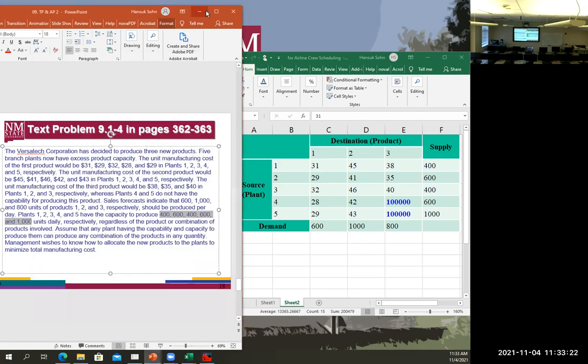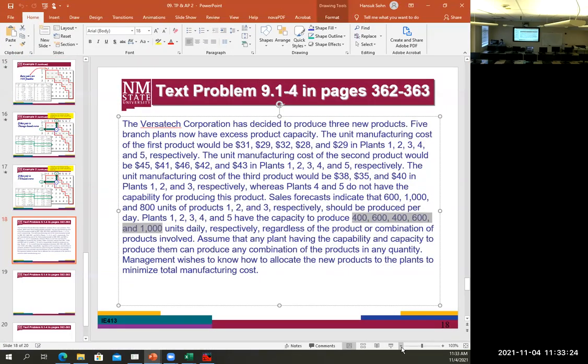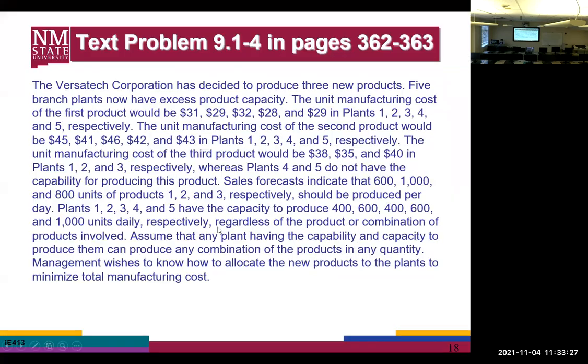Okay, so any questions for these two example problems? Okay, if you don't have any questions, then this is going to be all for today. And from next week, we are going to talk about the new topic, project scheduling. So we are going to talk about the critical path method for the project scheduling.